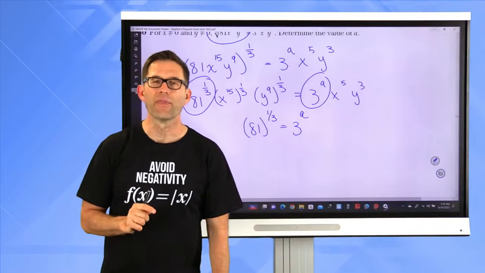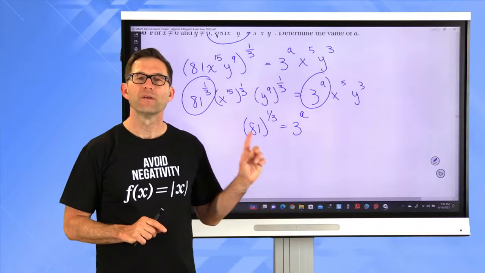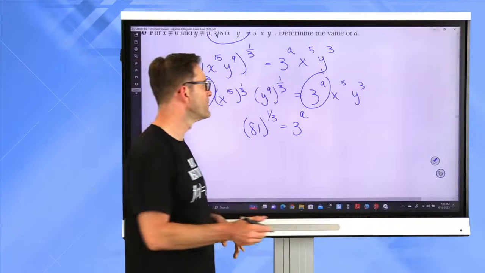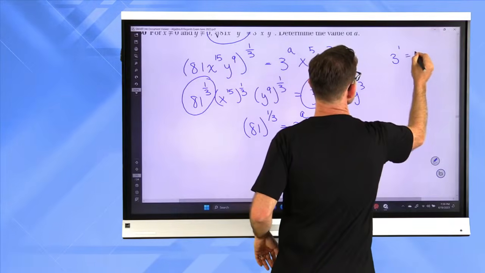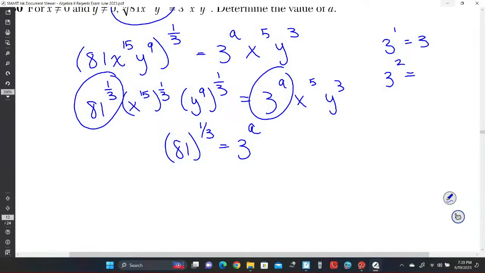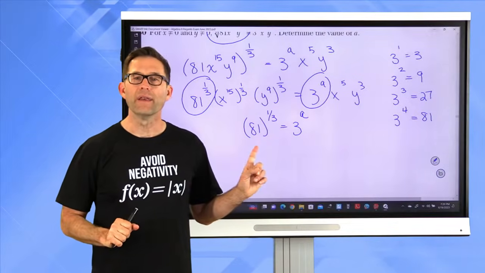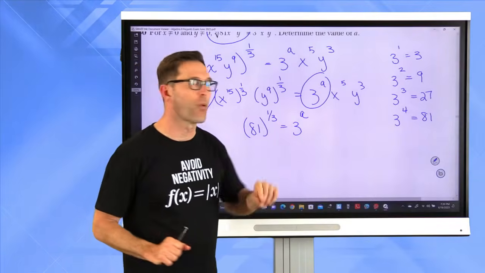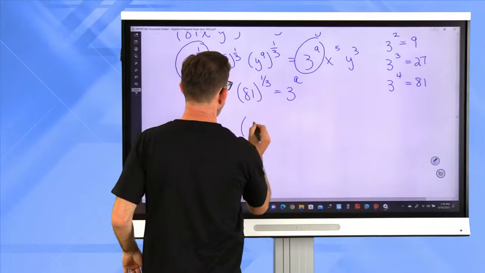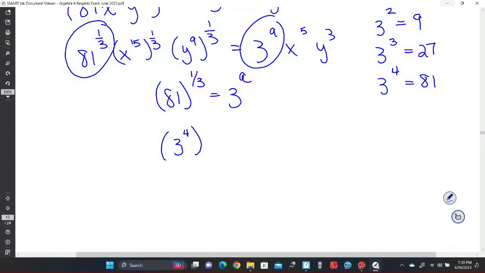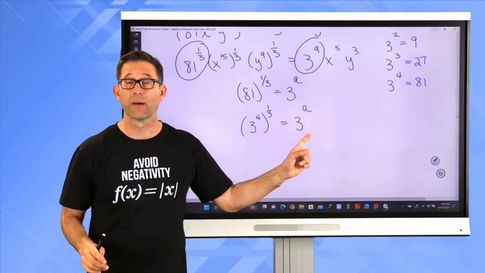Now, how do I deal with that? Start to think about powers of 3. 3 to the first is 3. 3 to the second is 9. 3 to the third is 27. And 3 to the fourth is 81. So 81 is the same as 3 to the fourth. So I can replace 81 with 3 to the fourth, because I have to have it as 3 to something, since it's 3 to something over here.